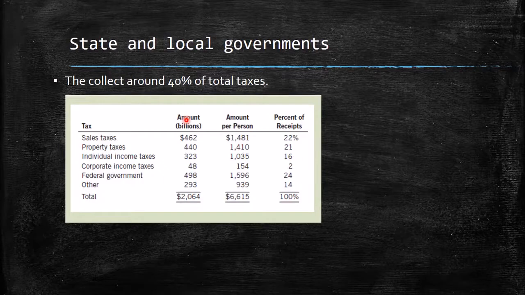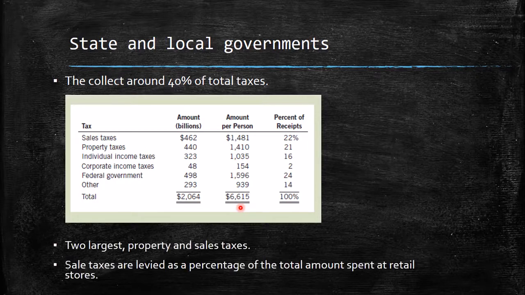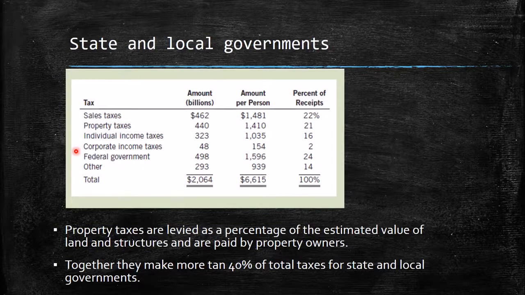Here we already talked about the federal government, so now we're going to have a look at the state and local governments. They collect around 40% of the total of taxes, around 2,064 billion, which represents 6,615 per person. Here we realize that the two largest are basically property and sales taxes, at around 43%. The sales taxes are levied as a percentage of the total amount spent at retail stores. This one is the sales tax for the state and local governments.